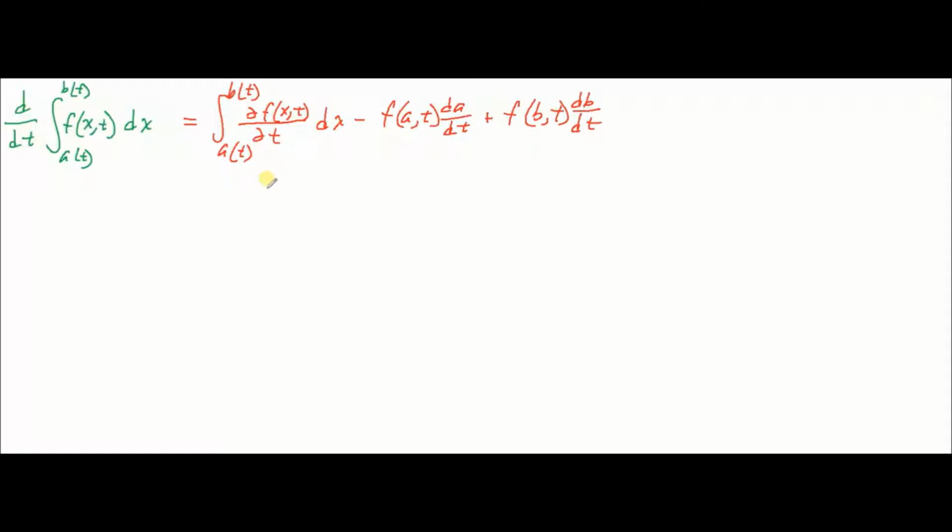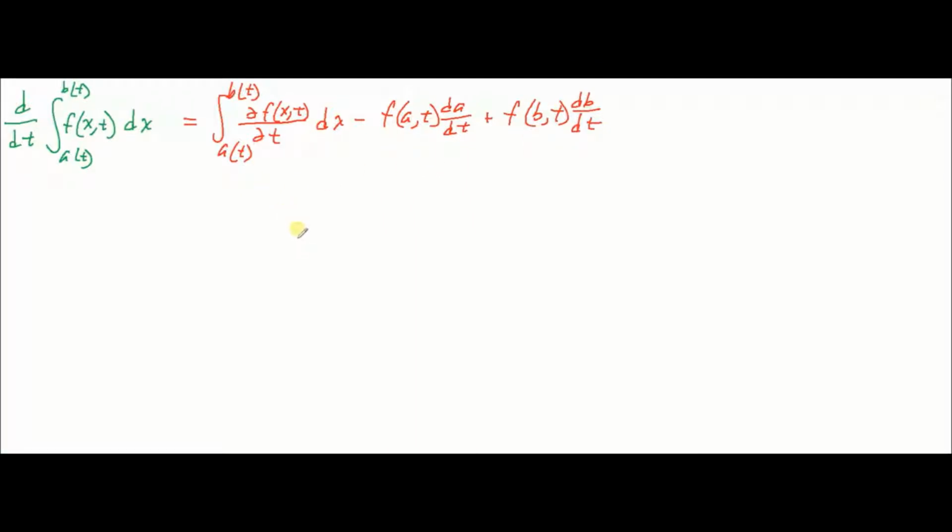We can take the derivative with respect to t first. So we express that as the partial derivative with respect to t, which is the proper way to do it with a two-variable function. After we take the derivative with respect to t, then we can proceed with the integral with respect to x and go ahead and do our integral. But then we also have to subtract the function evaluated at a, which is a function of t, times dA dt, plus the function evaluated at b. And again, b is dependent on t. I maybe should have put a of t and b of t in here, but just remember they are functions of t, and then this times dB dt.